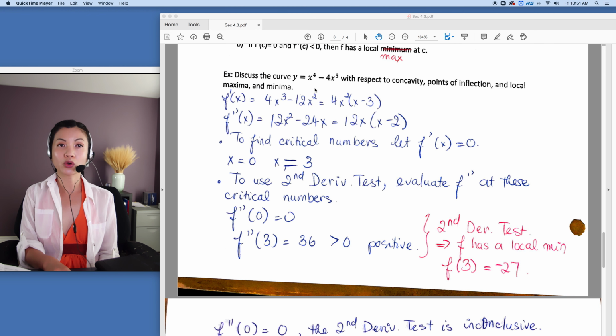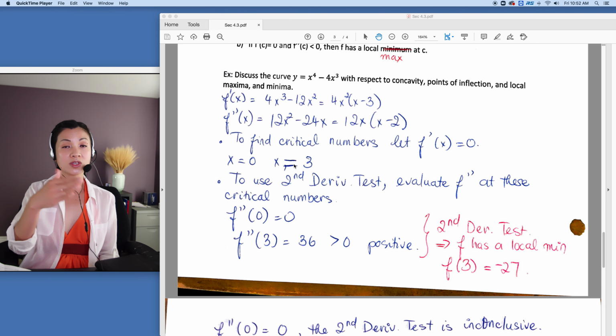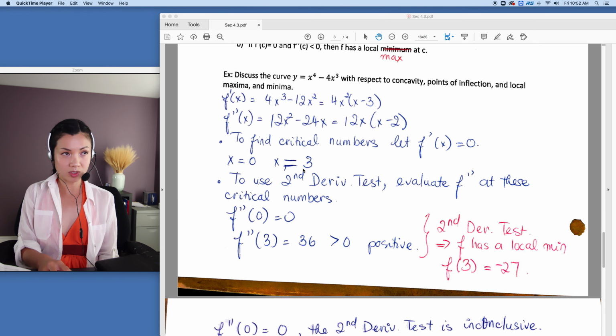this is the curve. So first, I find the first derivative. Then from the first derivative, you can get the critical numbers, right? Now, I also take care of the second derivative as well. So from the first derivative, we have the critical numbers 0 and 3. We set it equal to 0 and solve it.